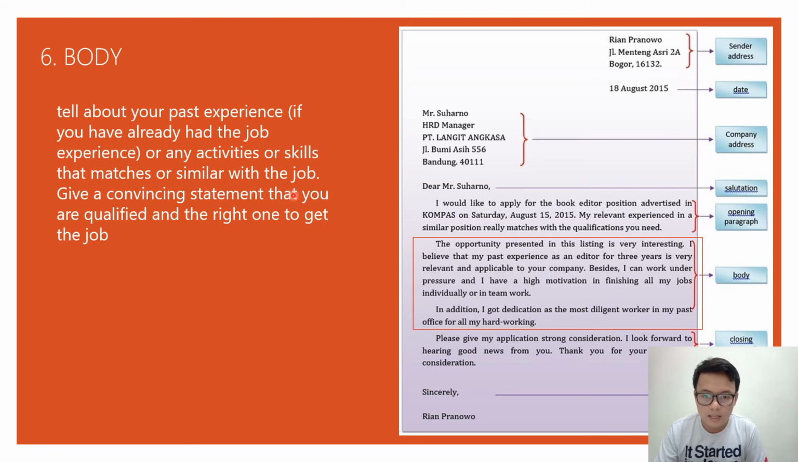it is stated to give a convincing statement that you are qualified and the right one to get the job. So why are you the right one to get the job? Why are you the one who is really able to do the job, and why does the company need to consider you out of other candidates, right? Okay, next.